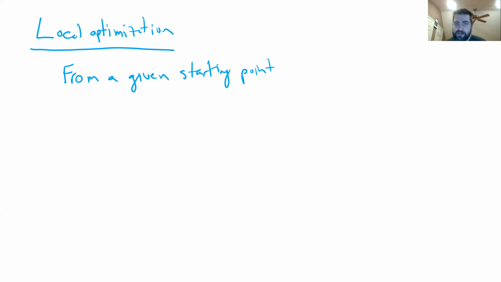From a given starting point, what do we want to find? We want to find a relative or a local extremum. Right? So find a relative minimum. And I'm going to use the language minimum throughout here, simply because in the protein structure problem, we are trying to minimize energy. That's what we are aiming to do.